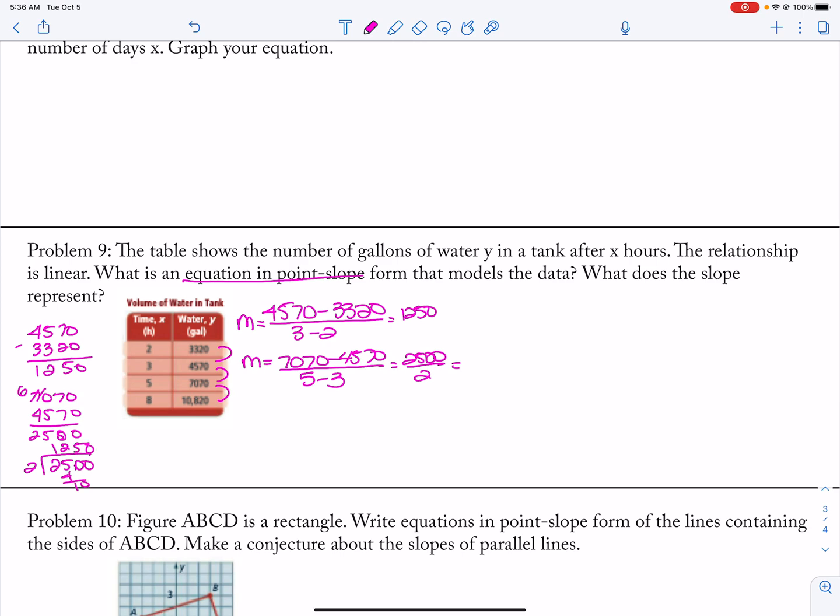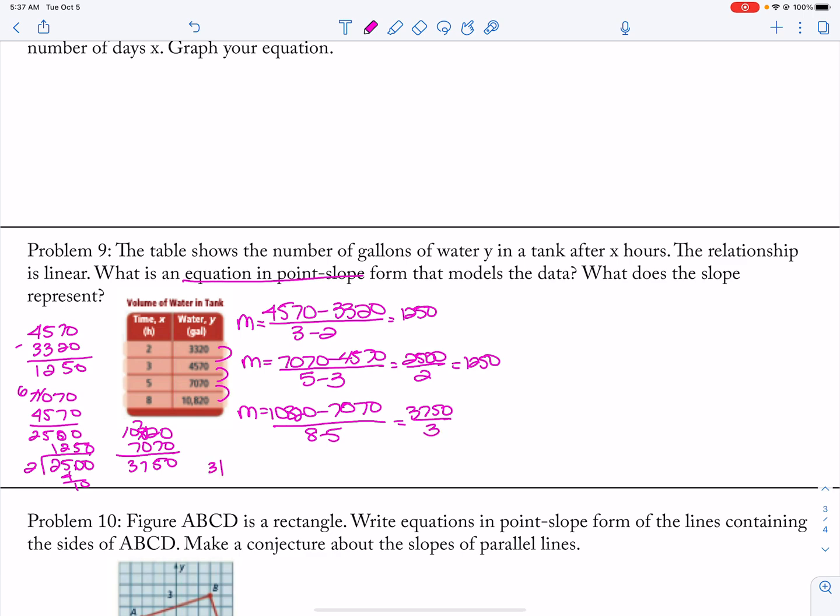2410. So this is also 1250. Okay. And then my last one, 10,820 minus 7,070 over 8 minus 5. So 10,820 minus 7,070. So 0, 7, 5, 7, 3. So again, this is going to be 3750 over 3.